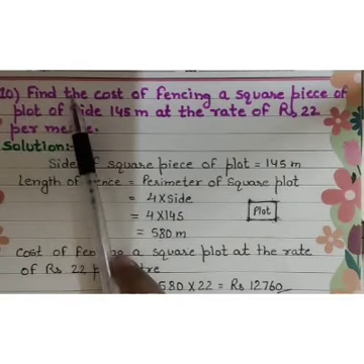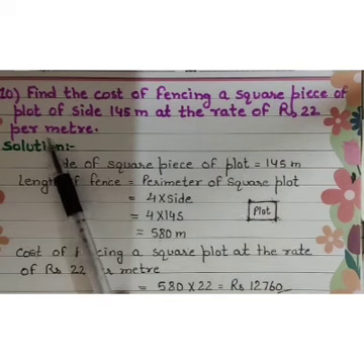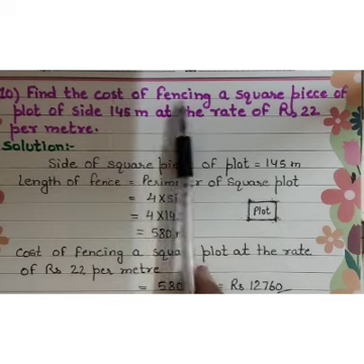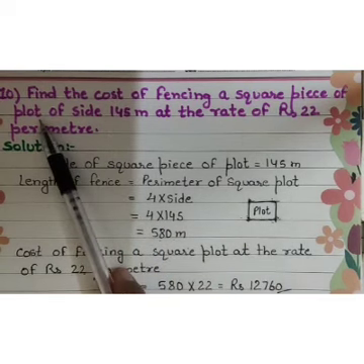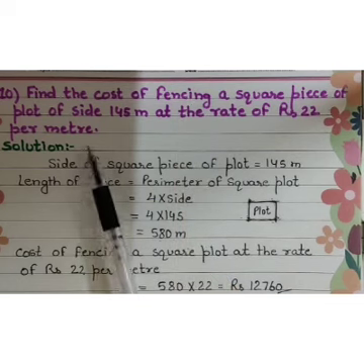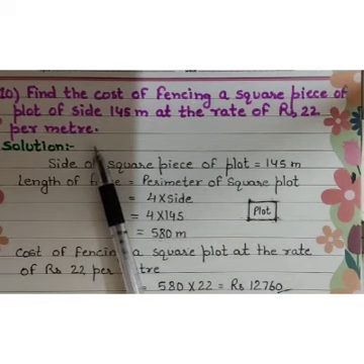Question number 10. Find the cost of fencing a square piece of plot of side 145 meter at the rate of rupees 22 per meter. In this question, we have to find cost of fencing a square piece of plot. Before finding cost of fencing, we have to find length of fence first.